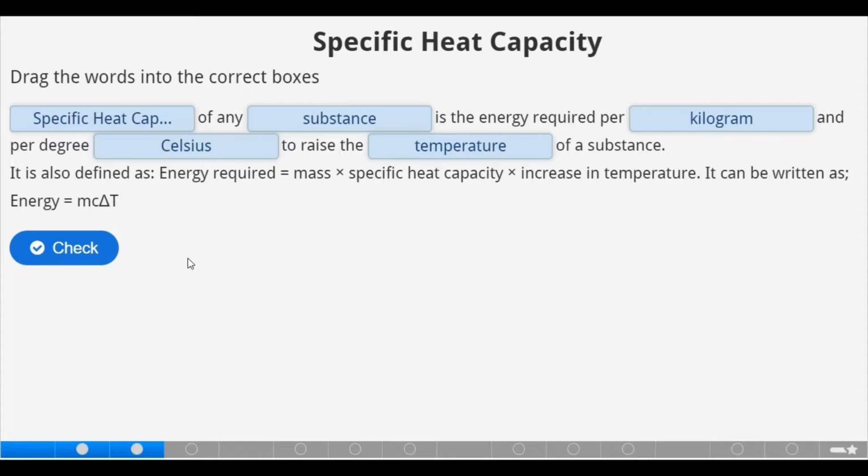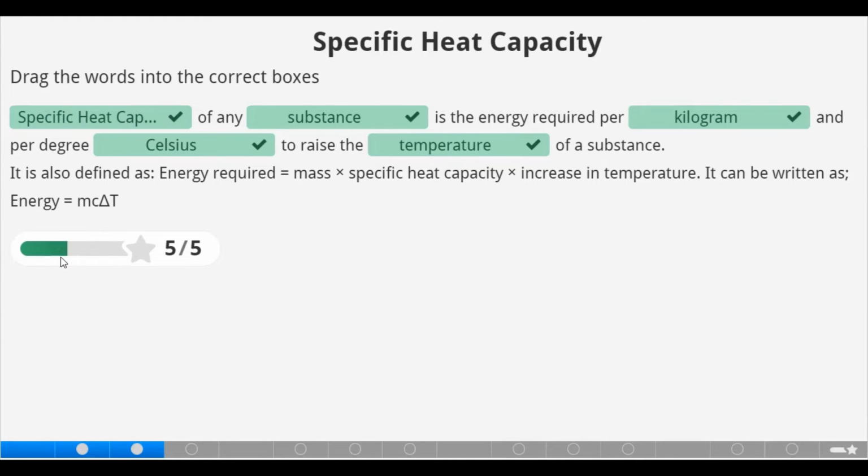T here represents temperature. Delta represents the difference. So when we have delta T, we have difference in temperature. C is the specific heat capacity, while m is the mass associated with that object. So we check. That's correct.